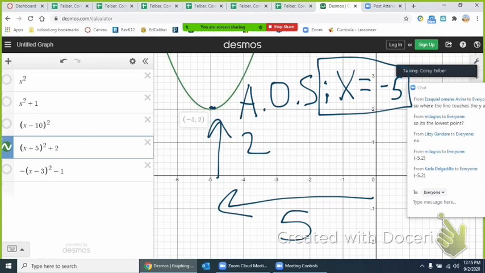Again, it's always the x coordinate of the vertex. So whatever the x is, it's x equals that. And that's how you do axis of symmetry.